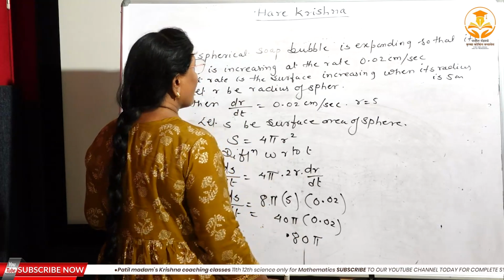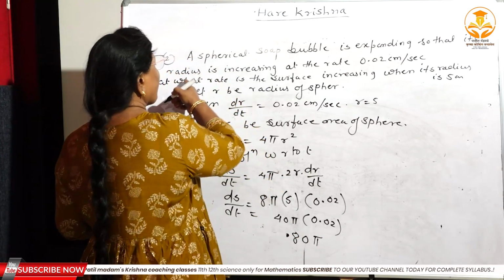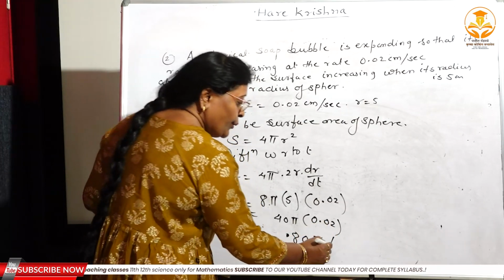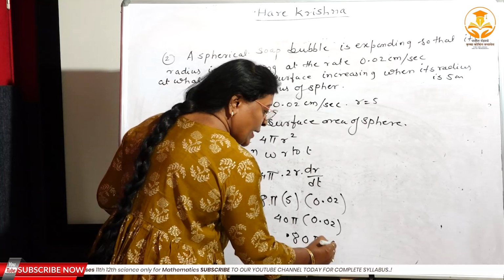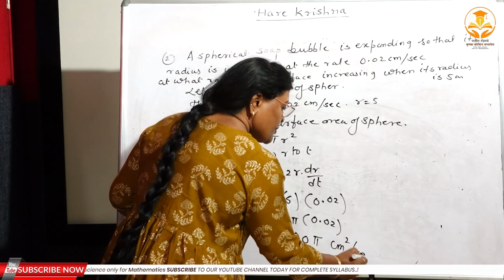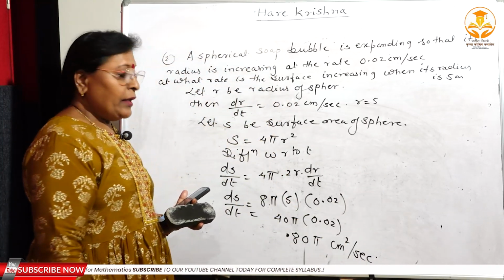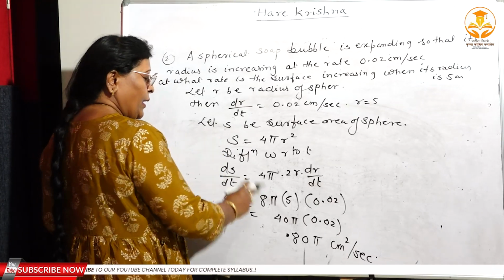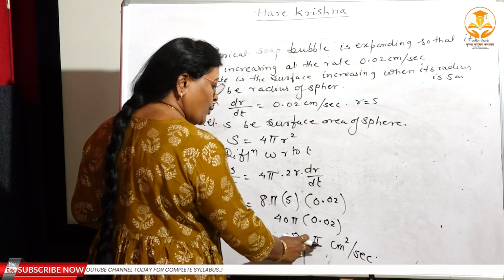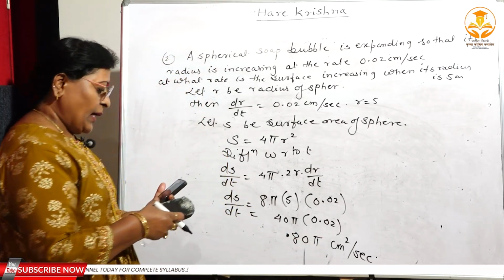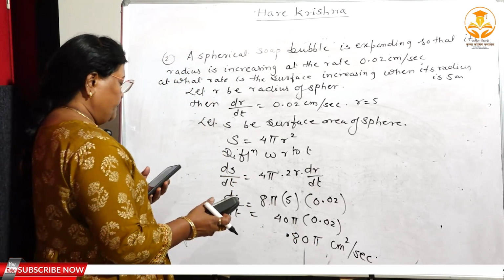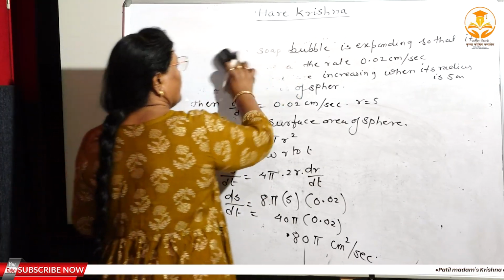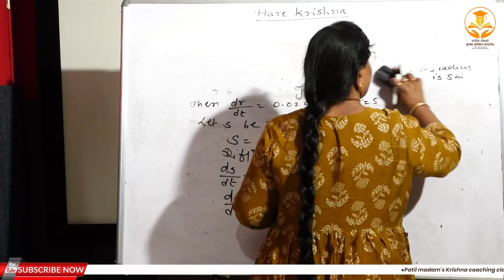And since this is the surface area S, therefore, since this is the area, you have to give the unit, that is centimeter square per second, since this is the area, isn't it? So, the surface area is increasing at the rate of 0.80 pi centimeter square per second, right? This is very simple here. Another one I will take. See, very simple problems are there.